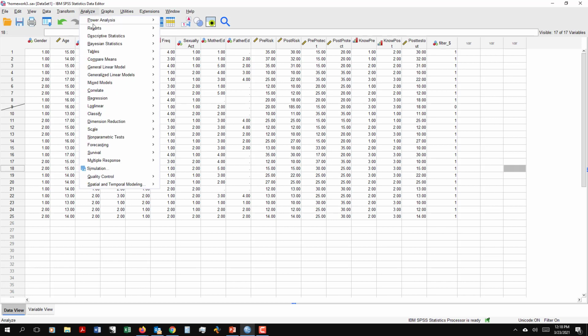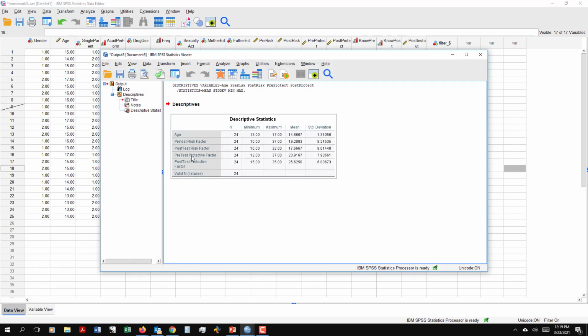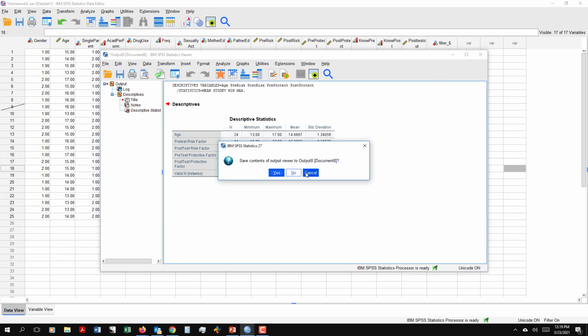So I can now go to my descriptive statistics and run this again, and it's excluding that case. When I look at my post-test risk factor, I have a mean of 17.66. I'm more in range, and I have a standard deviation of 8. Now, if I don't want to exclude that case, if I want to keep it, then I can justify plugging in the mean of 17.67, which would be the mean without the outlier in it.